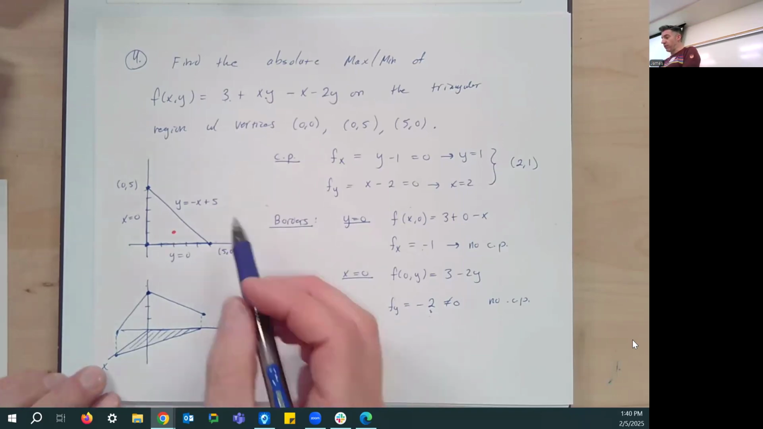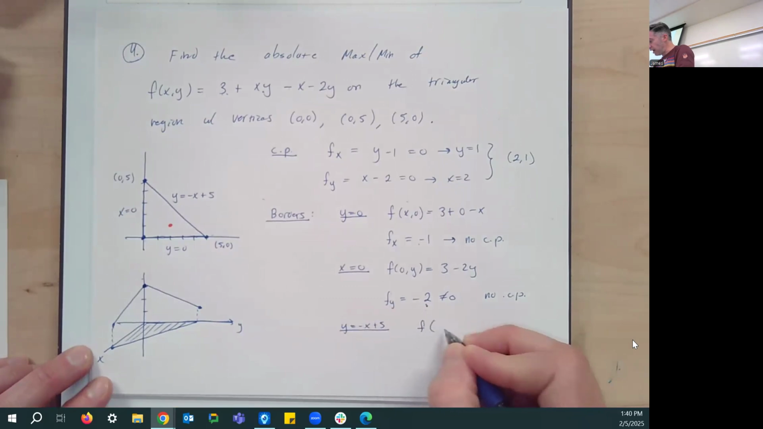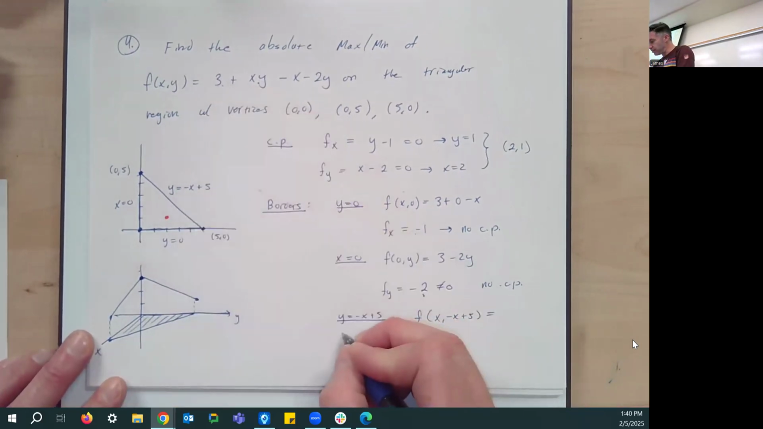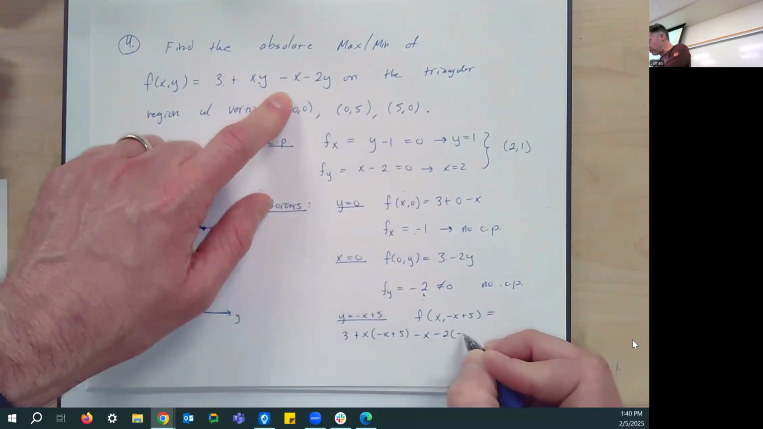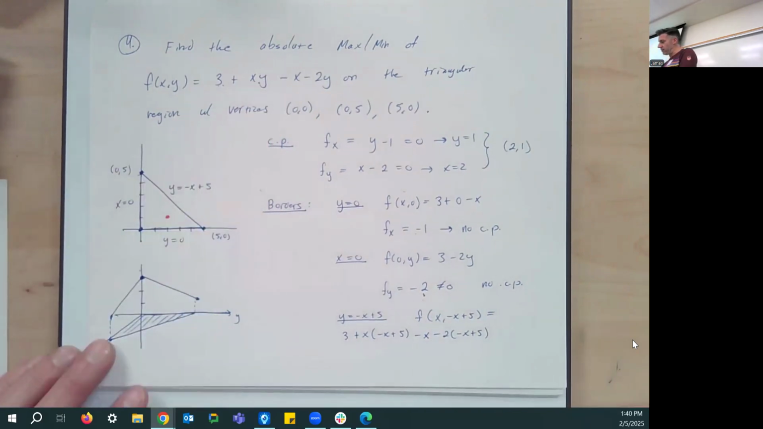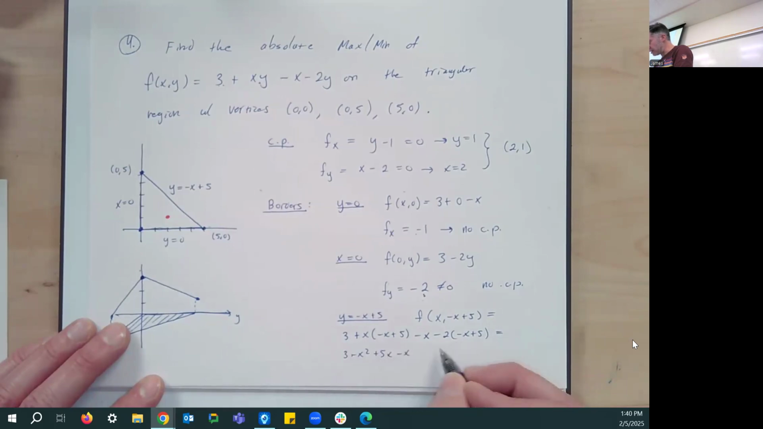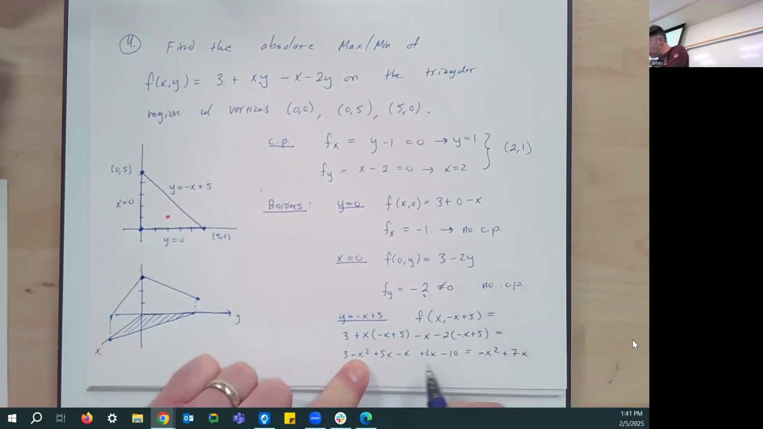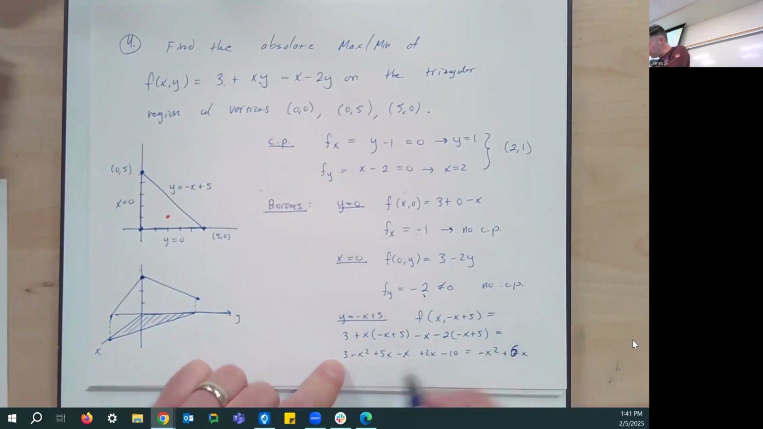However, if we look at the third border where y equals negative x plus 5, well, then we're going to have f of x comma negative x plus 5. We're essentially just going to plug in negative x plus 5 for y and get 3 plus x times negative x plus 5 minus x minus 2 times negative x plus 5. Let's simplify that before we take the derivative. That's going to equal 3 minus x squared plus 5x minus x plus 2x minus 10. Simplifying even further, that's going to be negative x squared, 5x minus x plus 2x is 6x, apologies, and then 3 minus 10 is negative 7.